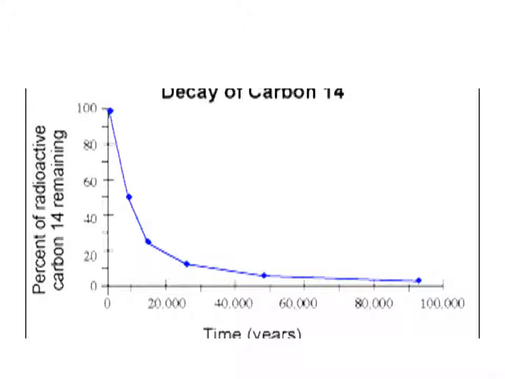Shown on this graph right here, it tells you the amount of years from 0 to 100,000 and the percent of radioactive carbon 14 which remains.